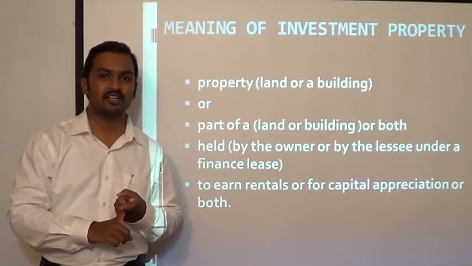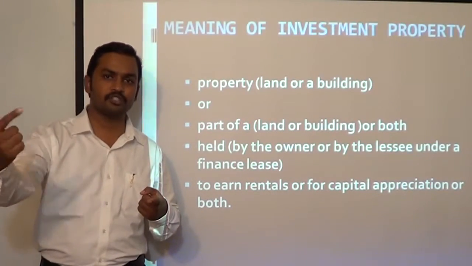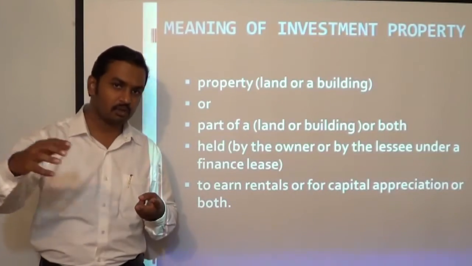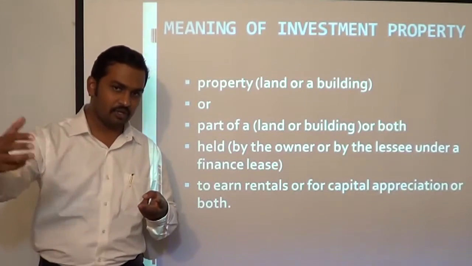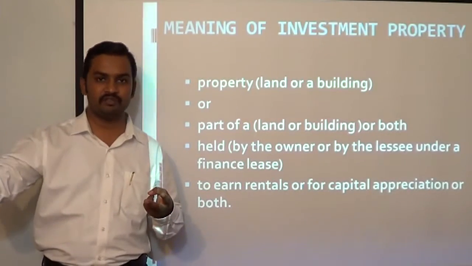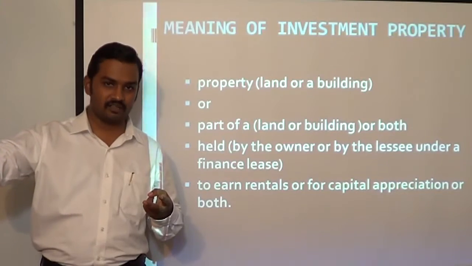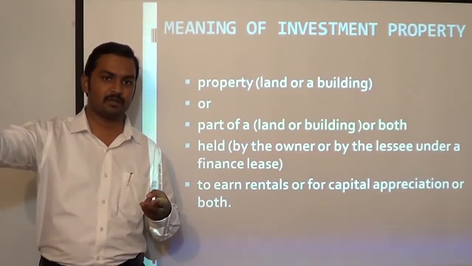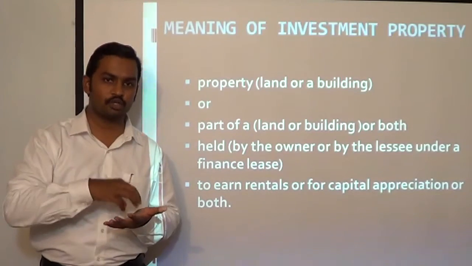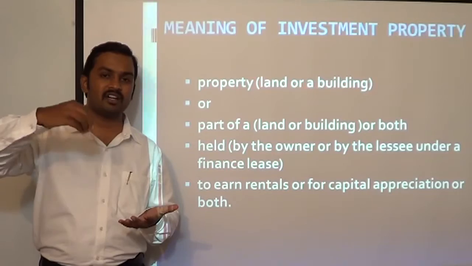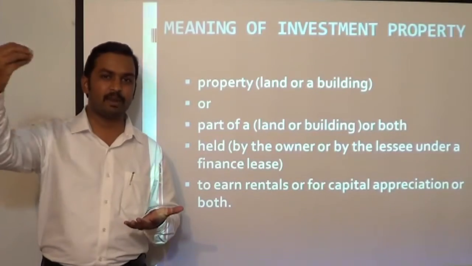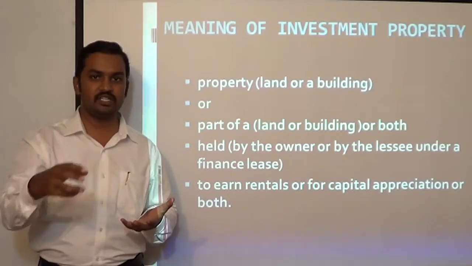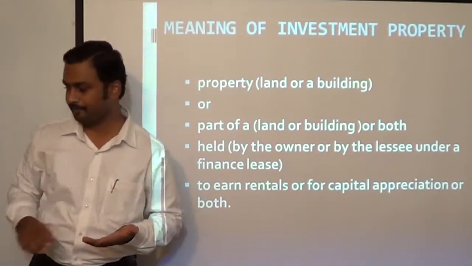It is not held for use in production of goods, provision of services, administrative purposes, and it is not held for sale in the ordinary course of business. If it is held for sale in the ordinary course of business, it satisfies the definition of inventory. Ind AS 2 will deal with it. If you are using it for the purpose of production of goods, provision of services, administrative purposes, it is considered as an owner-occupied property. It will be covered within the meaning of the term property, plant and equipment. Accounting would be based on the requirements of Ind AS 16, not based on Ind AS 40.